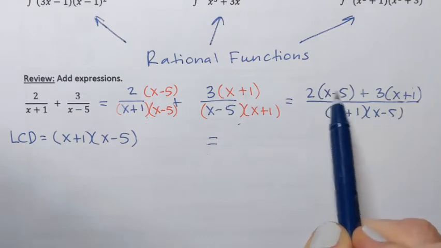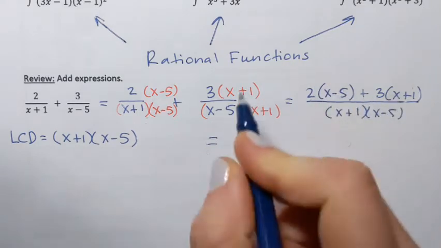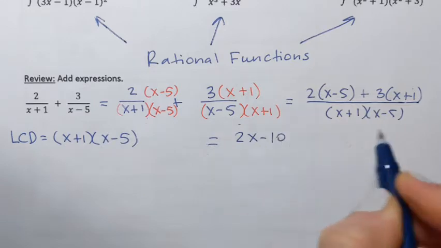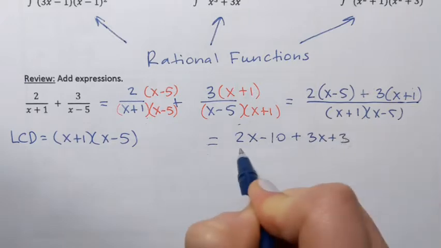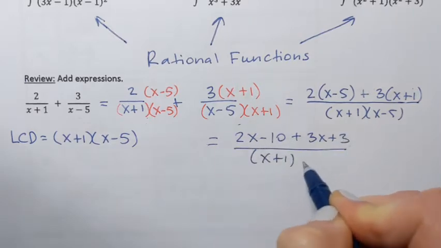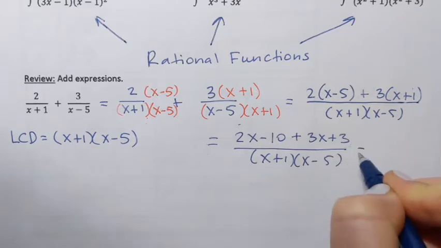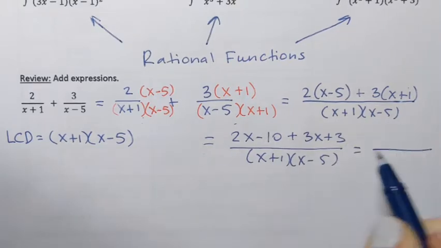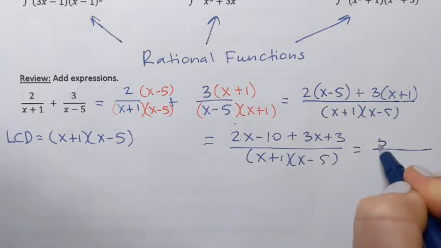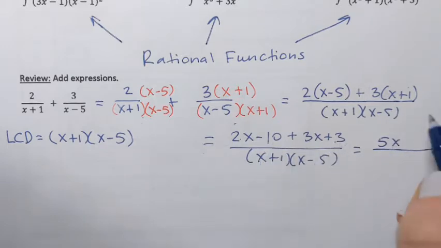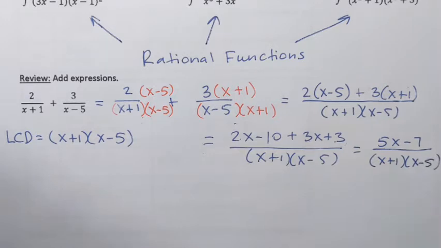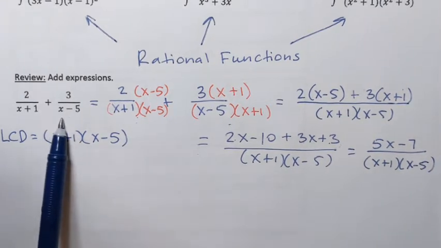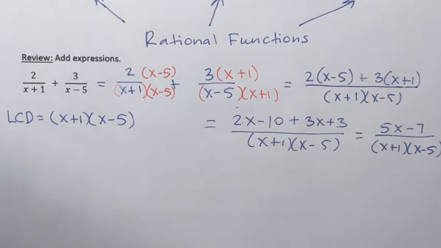Now the next step is to simplify the numerator, so I'll need to distribute 2. I'll get 2x minus 10, and then I will distribute positive 3, so that's plus 3x plus 3. The denominator is x plus 1 times x minus 5. And then finally, the numerator is 2x plus 3x, 5x, and then negative 10 plus 3, that's negative 7. So 5x minus 7 over x plus 1 times x minus 5. Okay, so I just added two rational expressions. I'm going to rewrite my result this way.